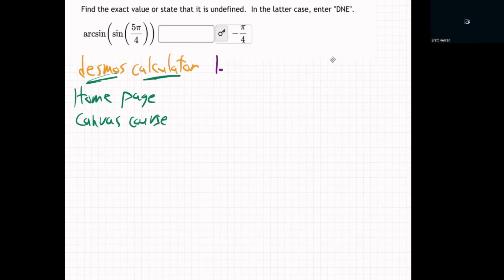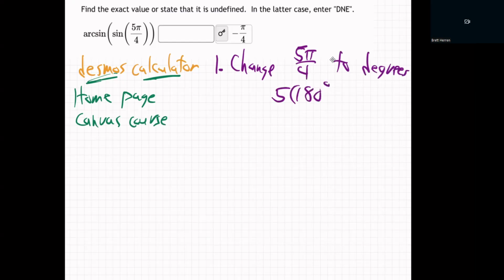Step one, you have to change 5 pi over 4 to degrees because it's going to be a lot easier in degrees. So that means you put in the 180. Remember, pi radians is 180 degrees. Hit the buttons on your calculator. You get 180, and then a fourth of 180. Whatever that is, 90, 45, I think you're going to get 225. We'll check on Desmos in a minute.